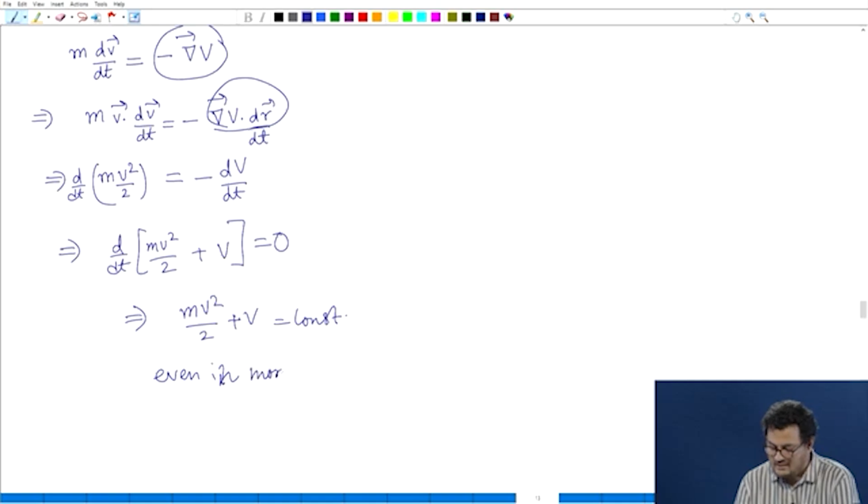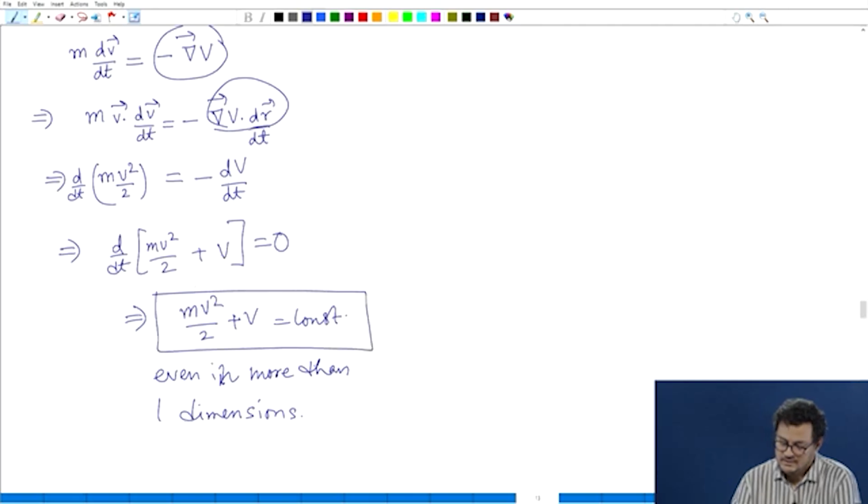even in more than one dimension. Okay. This is known, once again, as kinetic energy, and this is known as potential energy. Here our assumption is V is a function of the space coordinates only. Okay. With this I just wrap up this lecture. In the next one we will discuss some more properties and some more conservation principles regarding this type of motion. Thank you.